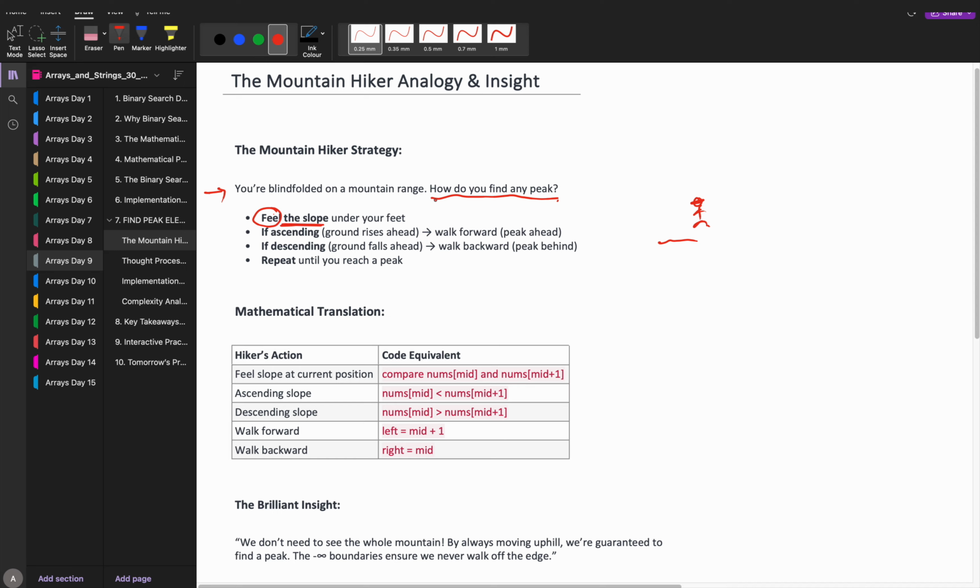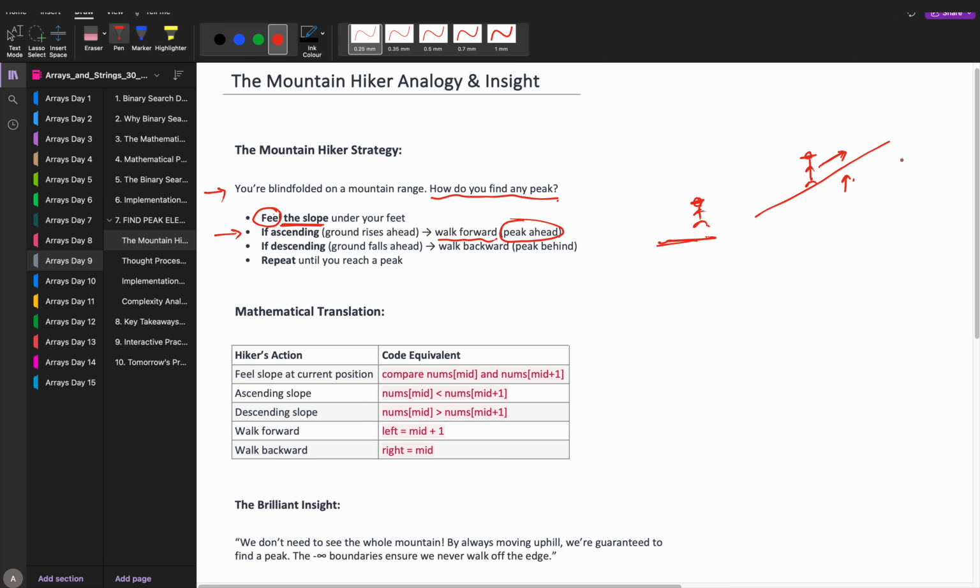You will feel the slope. What kind of slope under your feet? Let's say the slope is ascending, the ground is rising ahead. Wherever you are standing on a slope like this and you are blindfolded, you can feel that the ground ahead of you is upwards. Because you want to find the peak, the peak would be ahead in the forward direction. So you will walk forward.